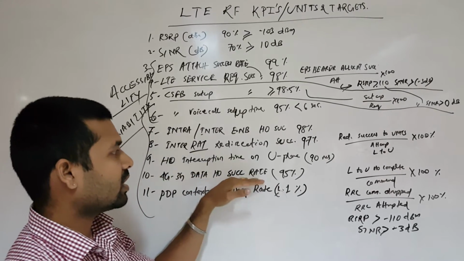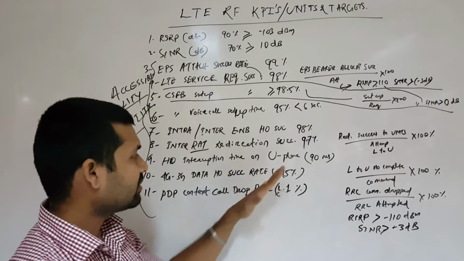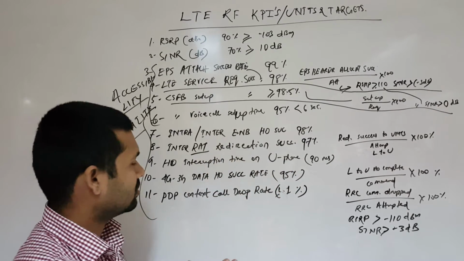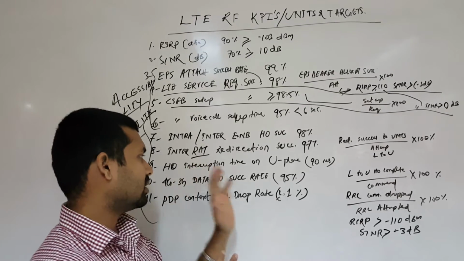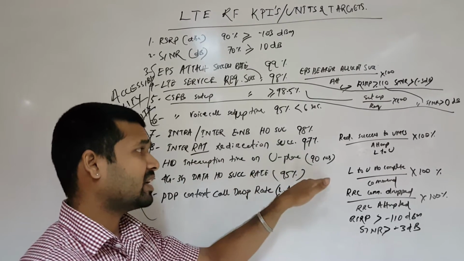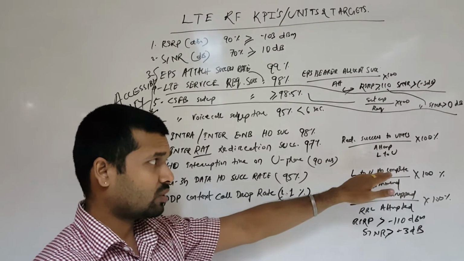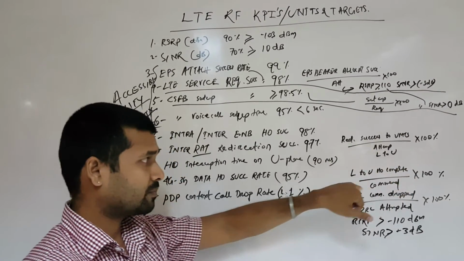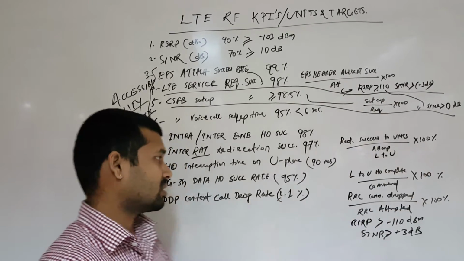4G to 3G data handover success rate should be greater than or equal to 95%. A little bit flexible. So 4G to 3G, basically IRAT data handover success ratio, should be greater than 95%. The formula is LTE to UMTS handover completions divided by LTE to UMTS handover commands into 100%.